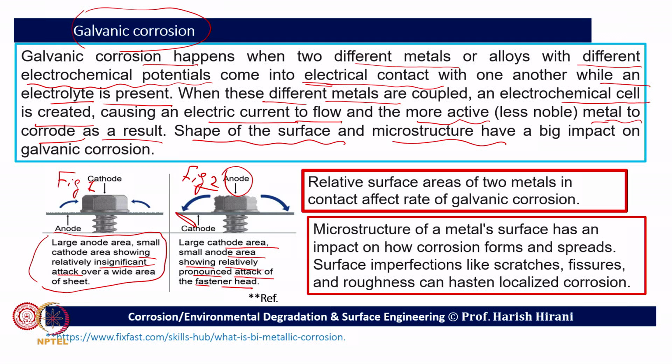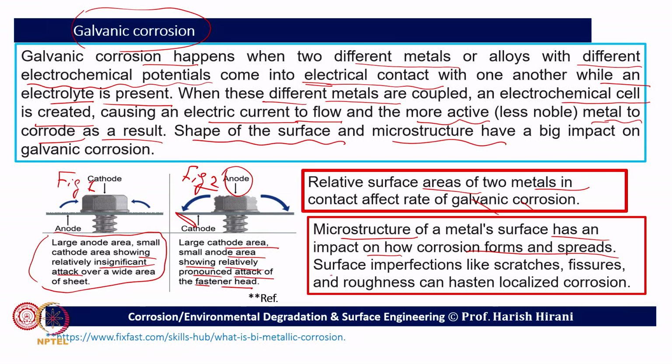So, if I try to summarize, we can say the relative surface area of the two metals in contact affects galvanic corrosion, which is important. Another factor is the microstructure. As I mentioned, the microstructure of the metal surface has an impact on how corrosion forms and also how it spreads.